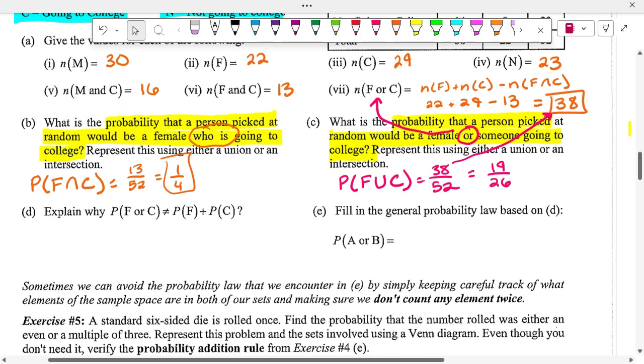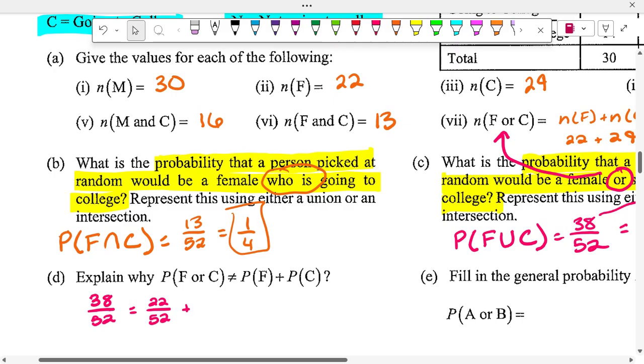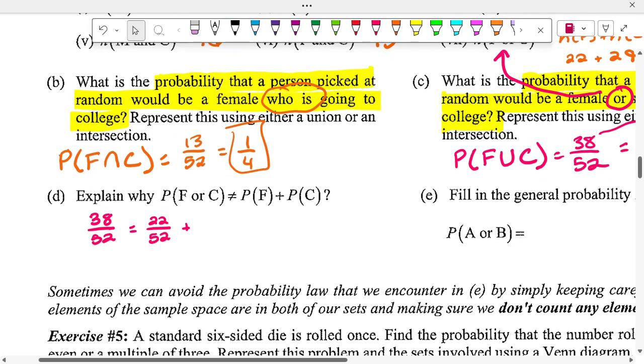All right. Now, we're going to explain why the probability of female or going to college does not equal the probability of being female plus the probability of college. So we already know the probability of being female or going to college is 38 out of 52. What's the probability of being female? 22 out of 52. What's the probability of going to college? 29 out of 52. Now, if I add up these fractions as they are, what would that equal?